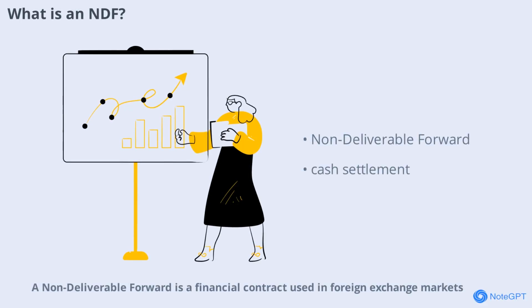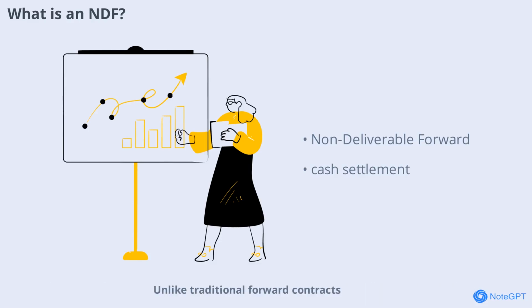A non-deliverable forward is a financial contract used in foreign exchange markets to hedge or speculate on currency movements in restricted or non-convertible currency markets. Unlike traditional forward contracts, NDFs settle in cash based on the difference between the agreed forward rate and the prevailing spot rate at maturity.